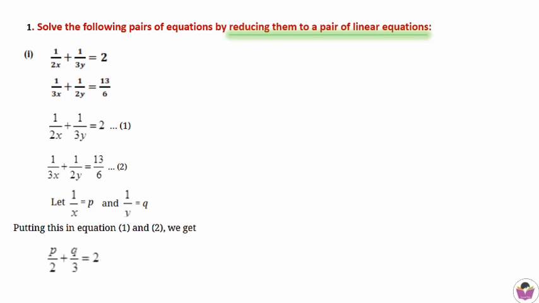Equation number 1, if you take, this 1 by x is changed to p, that is now p by 2. 2 we didn't substitute anything, 2 remains same, p by 2, plus this 1 by y will change to q according to our substitution, that is q by 3, denominator is 3, q by 3 equal to 2. In the second equation, if you take 1 by x will change to p, that is p by 3, 3 remains same, and 1 by y here will change to q, that is q by 2, that is here q by 2 equal to 13 by 6.